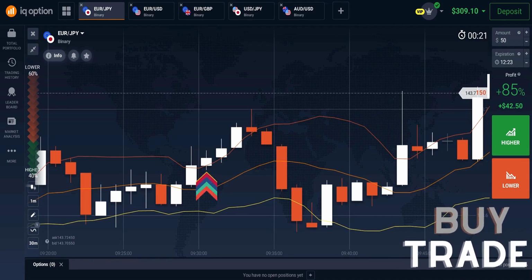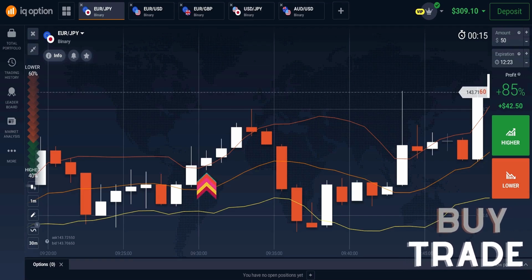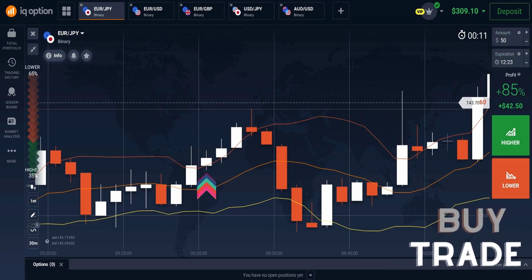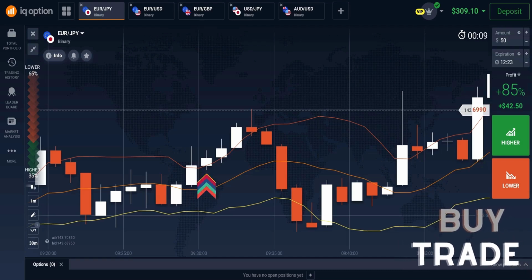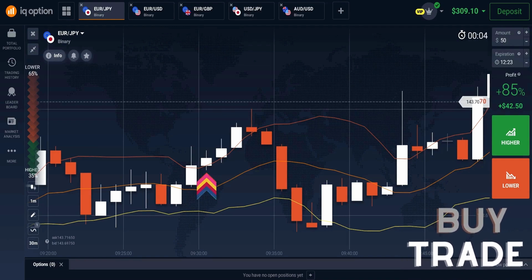Set your chart on the 1-minute time frame. Set your trade expiry to exactly 1 minute. Try trading during the European and New York sessions, as these sessions usually provide clearer trends. Also, avoid trading during high-impact news events to stay clear of unpredictable market moves.